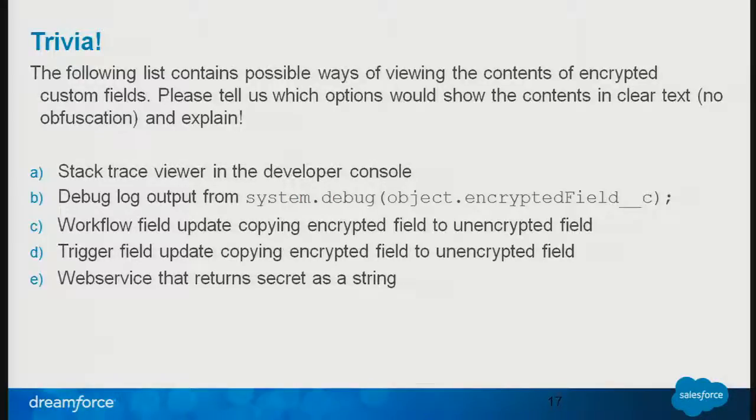OK, so that's correct. And that's the same for D. Are there any other of these that you think would do it? There's one more besides that. E is the correct answer. So web services also return encrypted fields unencrypted. This is an Apex web service, not just querying the field over the API like we did. If you wrote an Apex web service that returned just the value of the field, it would return unencrypted.